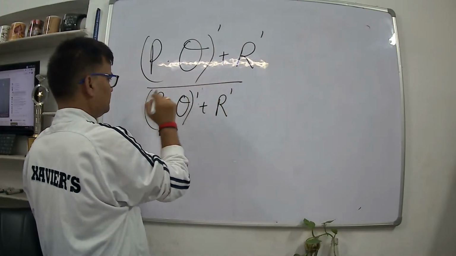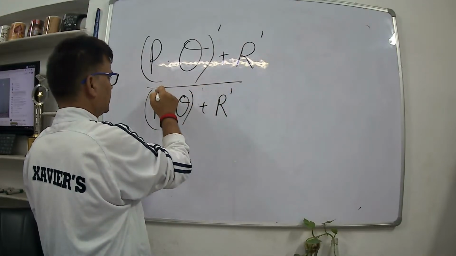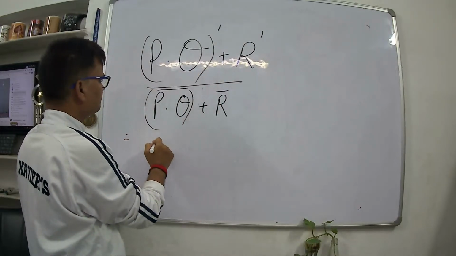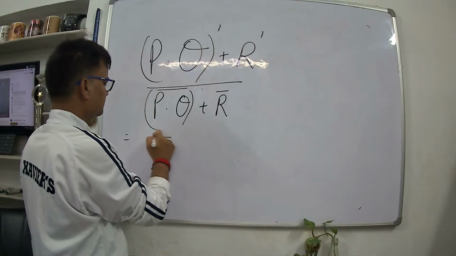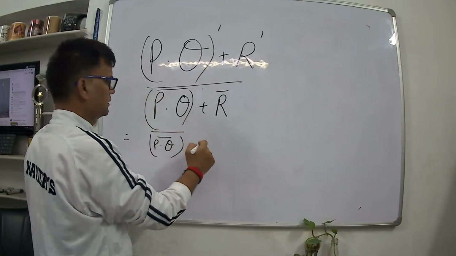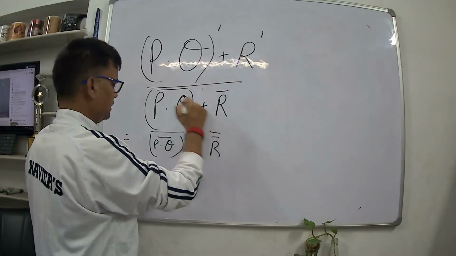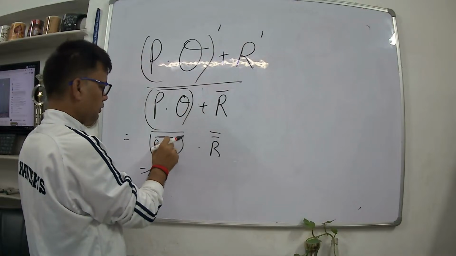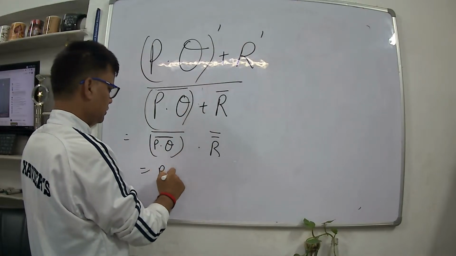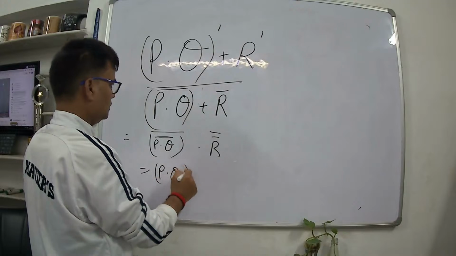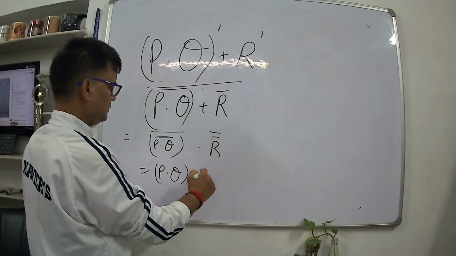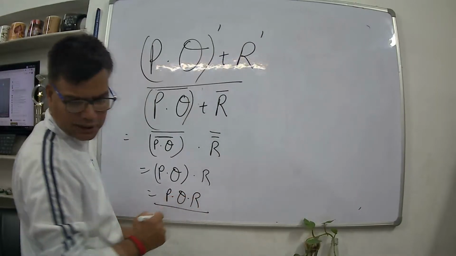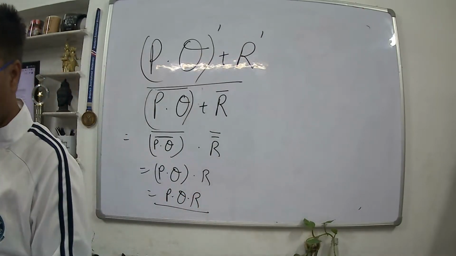So I'm just putting this bar here. Okay, so this is now P dot Q bar, whole bar, dot R bar bar. So it is now, P dot Q this bar, so it is now P dot Q dot R. So it is P dot Q dot R. This will be the final result. I hope this is clear to everyone.